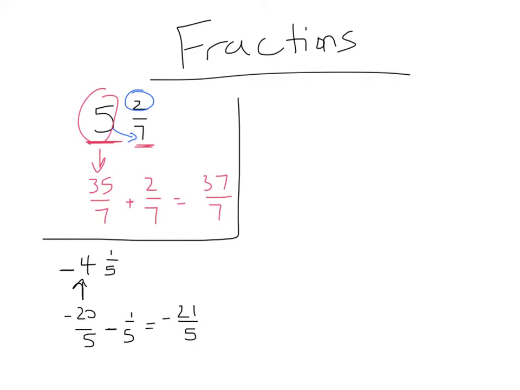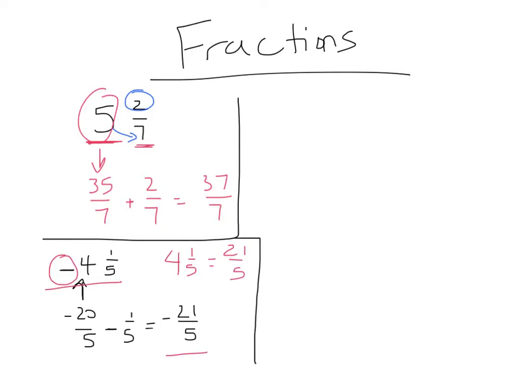Now, if the business with this 1/5 being negative is problematic for you, one thing you can do is sort of take away the negative while you're working on it and say, okay, 4 and 1/5 is going to be equal to 21/5. And then say, okay, if it were -4 and 1/5, it would be -21/5, and deal with the negative at the end there.